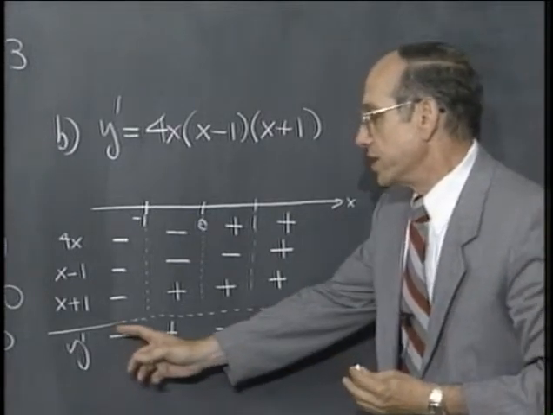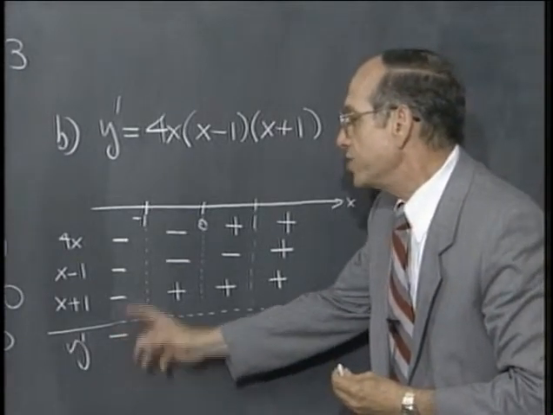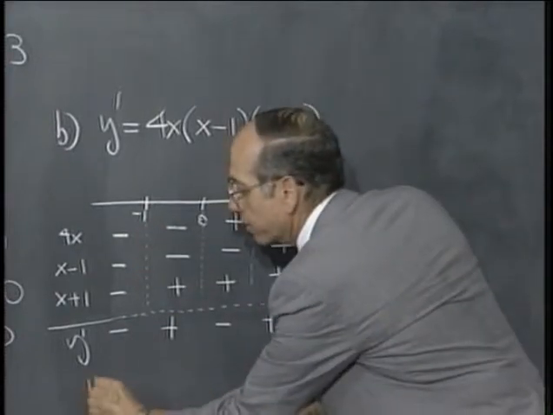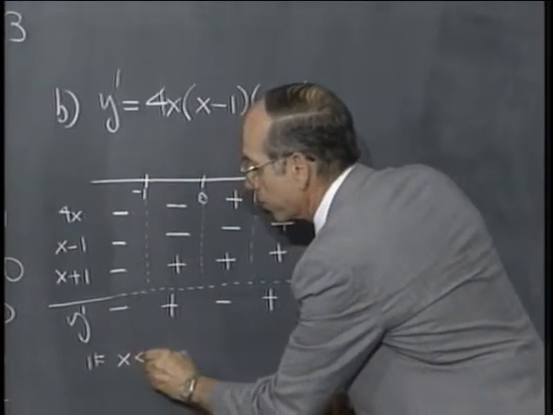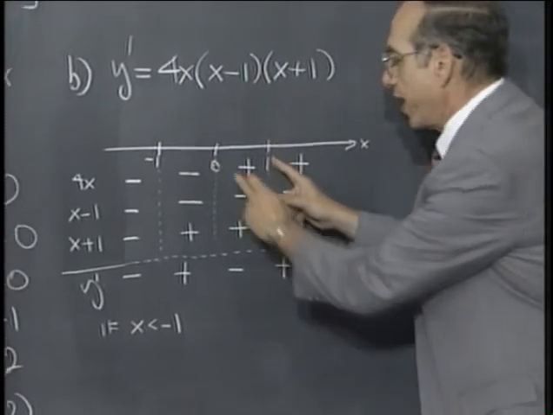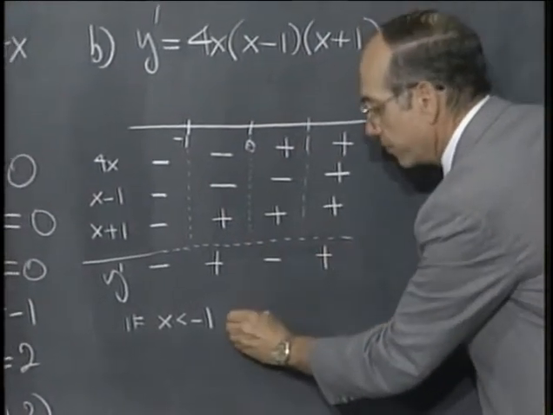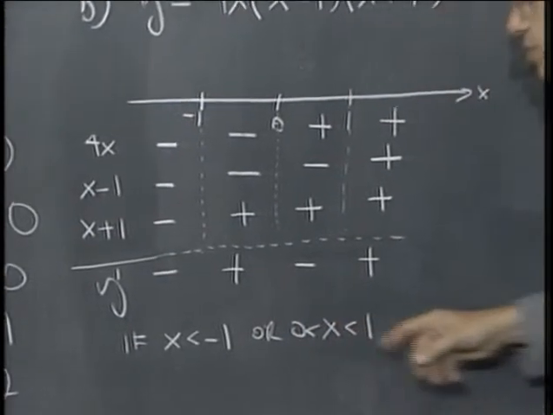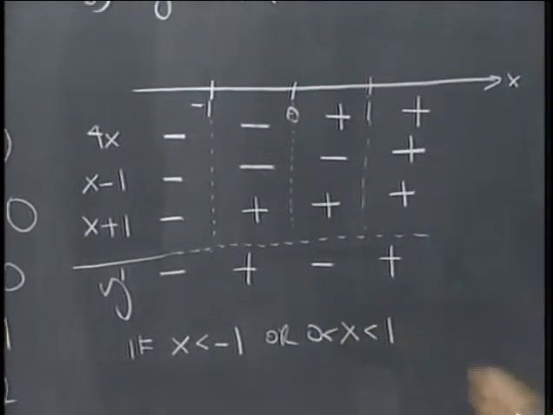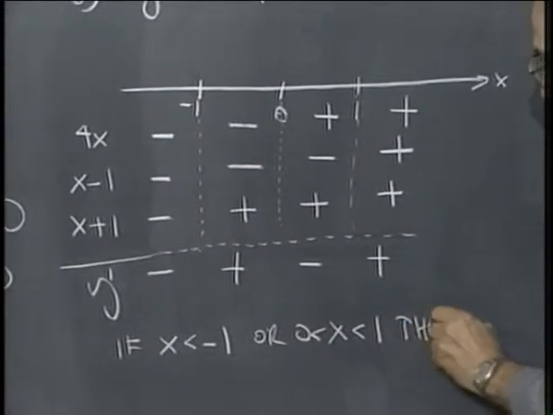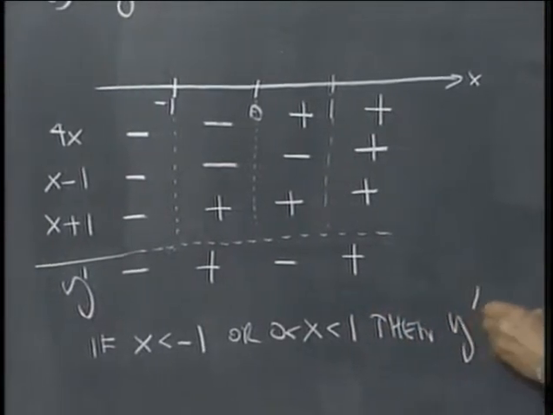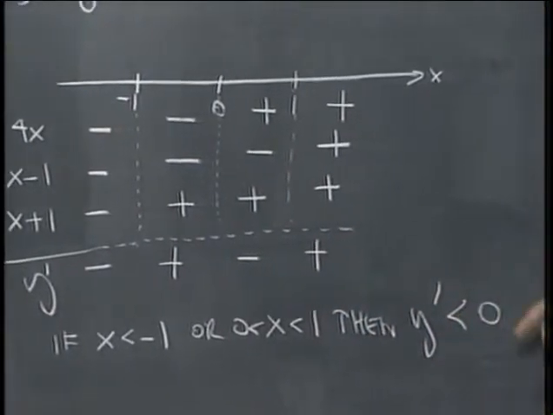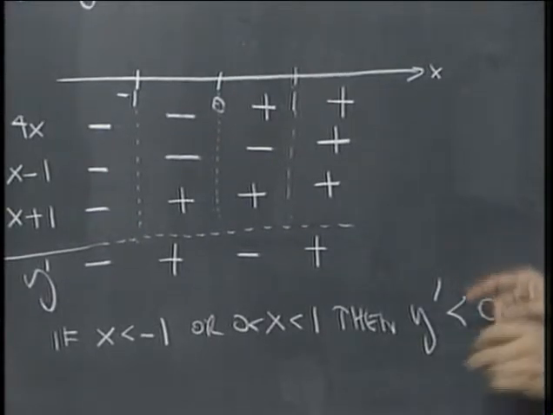Well, it says the following. If x is to the left of minus 1, that means if x is less than minus 1, or if x is between 0 and 1, like this, 0 less than x less than 1, then y prime is negative, and that means that y is decreasing.